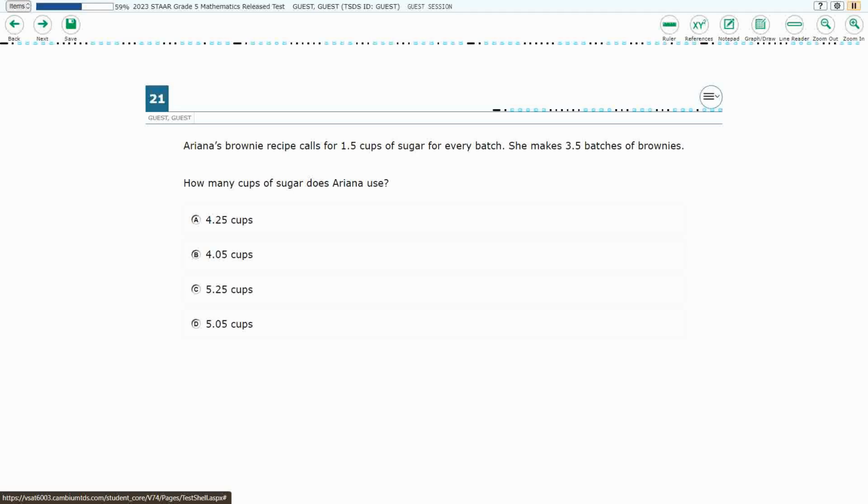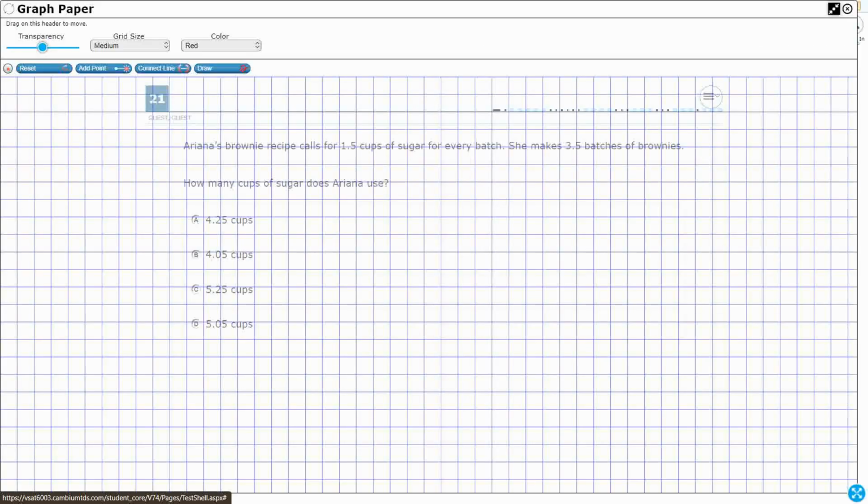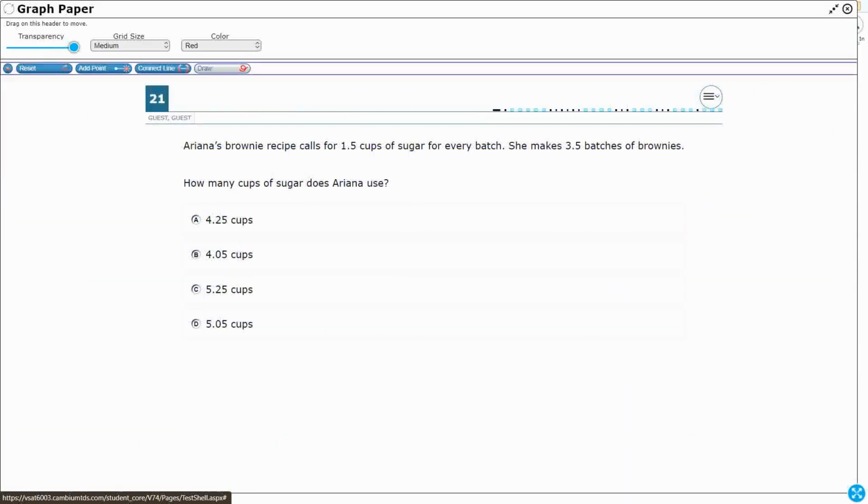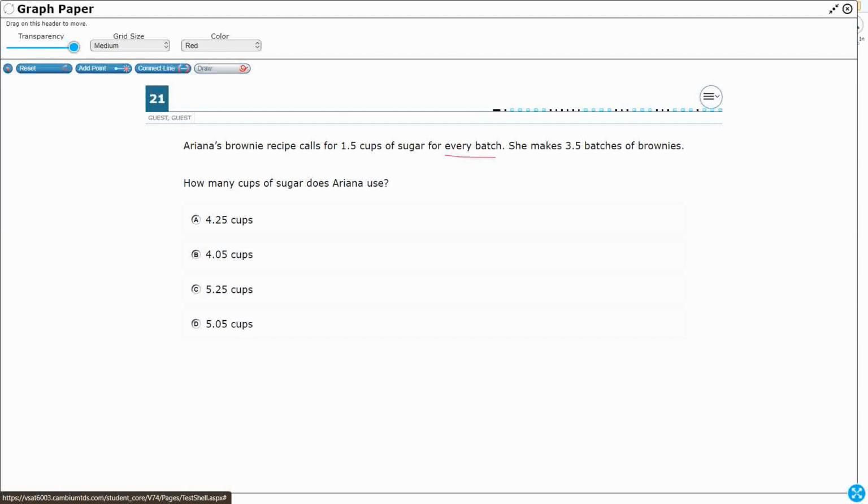All right, so we've got a brownie recipe. It calls for 1.5 cups of sugar for every batch, and she makes 3.5 batches. Well, we could try to draw a picture here, but it's going to get a little bit messy. So every batch needs 1.5 cups of sugar, right?